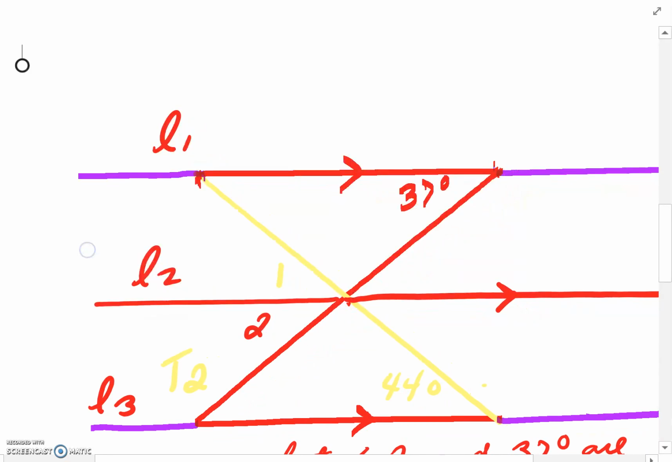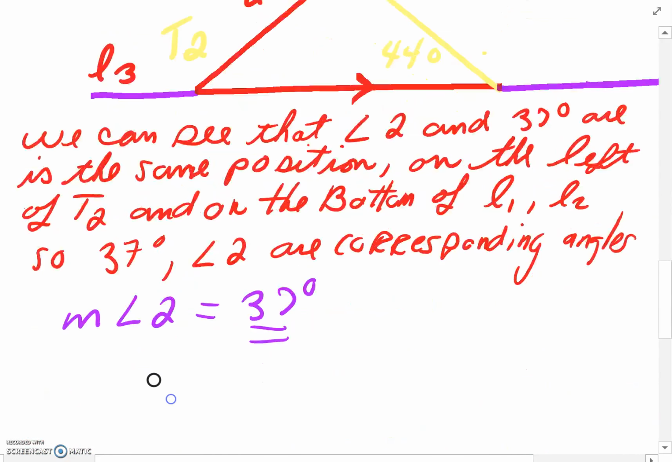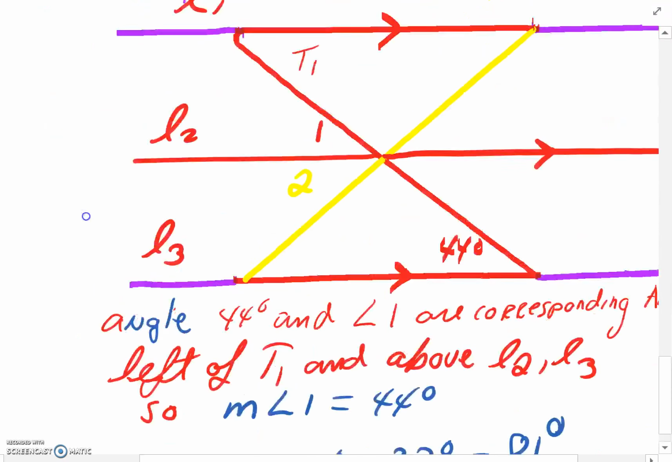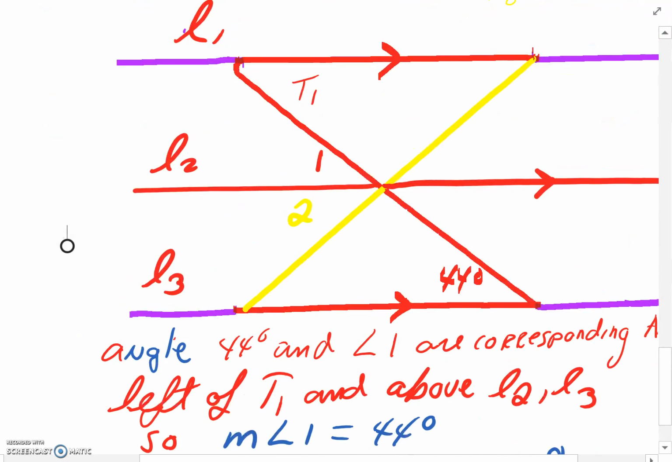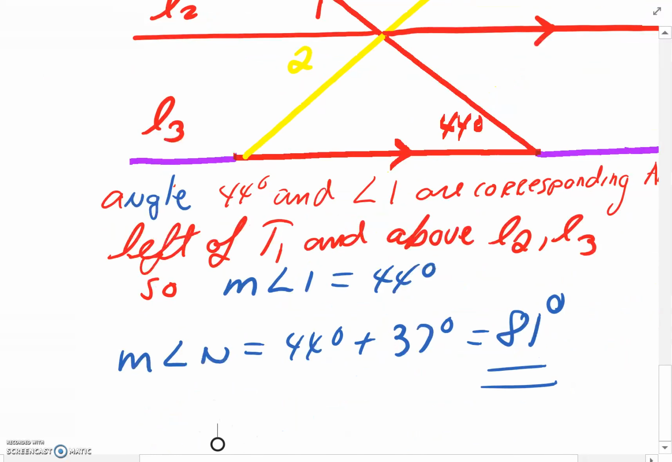So first I took out the 44 degree transversal, and I can see that angle 2 and the angle with measure 37 are in the same relative position, so they're corresponding angles. The measure of angle 2 is 37. And I took out the other transversal, and I can see the same thing happens for angle 1 and the angle with measure 44. So now I just add those two together, and I get 81 degrees.